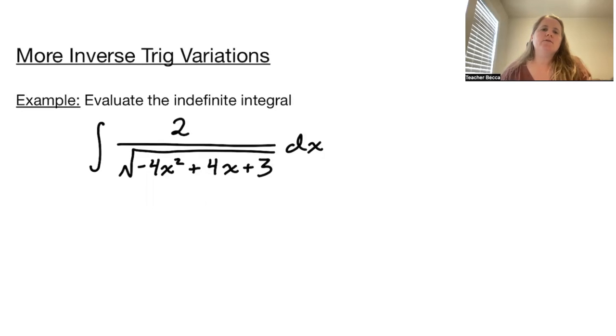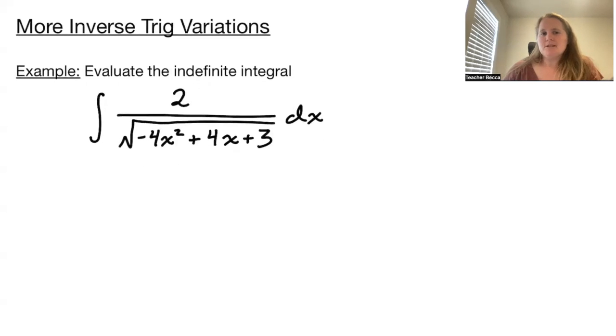Welcome to more inverse trig variations. For this example, let's evaluate the indefinite integral, which is the integral of 2 over the square root of negative 4x squared plus 4x plus 3 dx. So note in this case, this does not currently take the form of any of our inverse trig integrals.